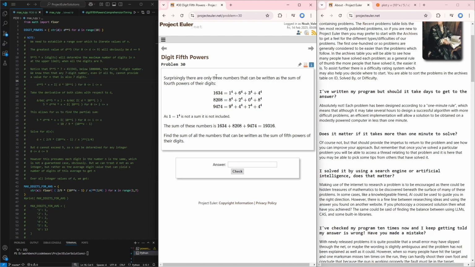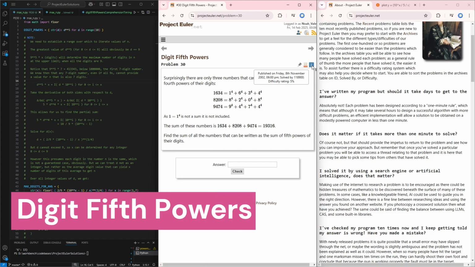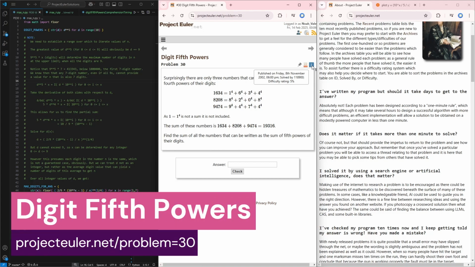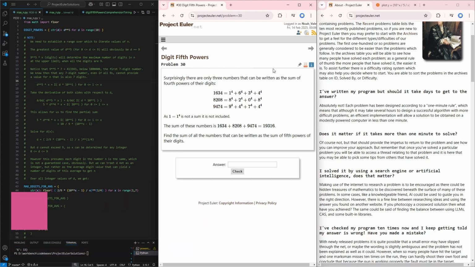Anyway, so the first problem we're going to approach is problem number 30. Fifth digit fifth powers. I don't know if I'm dyslexic, but that was interesting. Okay, and so the information is it's from 2002. Wow, that's a long time ago. And the difficulty rating is just 5% with just under 120,000 people having solved it.